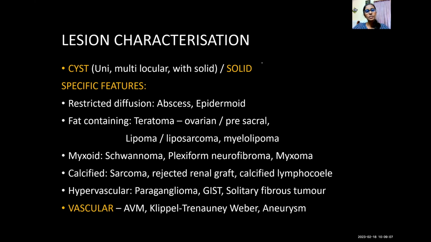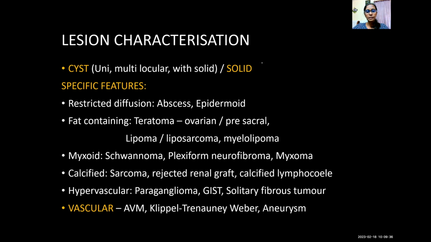And then we have restricted diffusion. If you take one characteristic like a restricted diffusion in MRI, even abscesses and epidermoids and dermoids do restrict, all right? When you say fat containing, it's not just a dermoid teratoma. You can also have lipomas, you can have liposarcomas, you can have myelolipoma. So if you see that, there always one particular characteristic can actually mean so many more differentials.